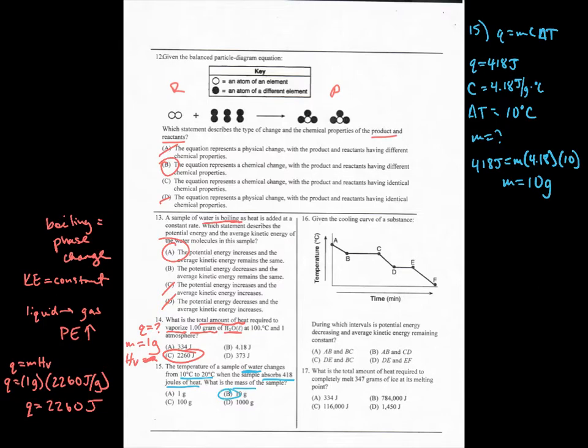Number 16. Let's do this in purple. Okay. During which intervals in this cooling curve is potential energy decreasing and average kinetic energy remaining constant? So it might be easier to remember that kinetic energy is equal to temperature. So you're looking for where temperature is constant, and that's during these guys, B, C, and D, E. And oh look, it's choice C. And potential energy changes during these phase changes. So remember that these guys here are where phase changes occur.